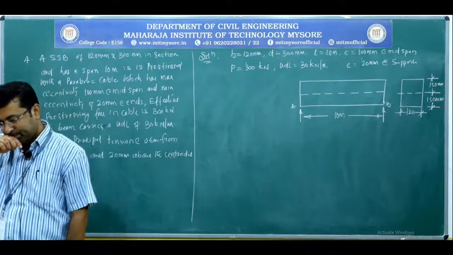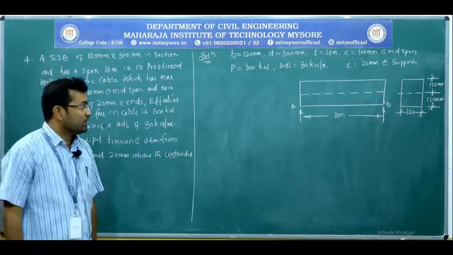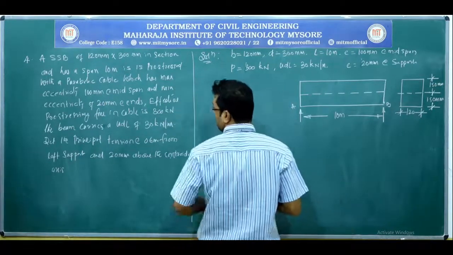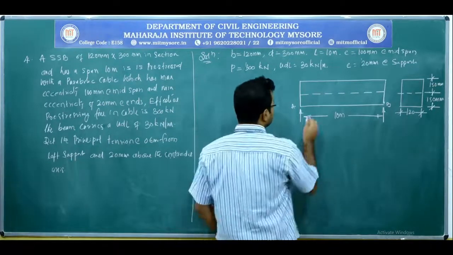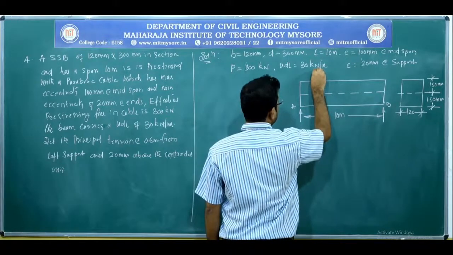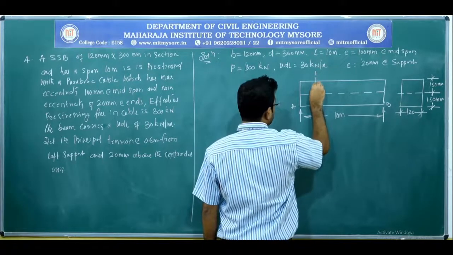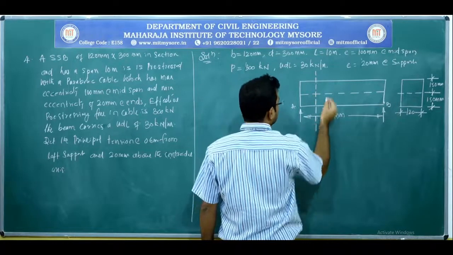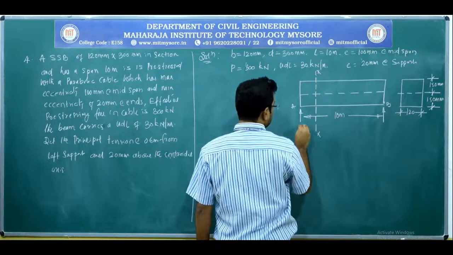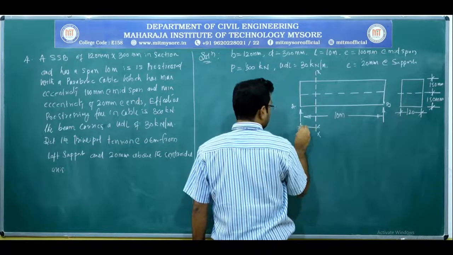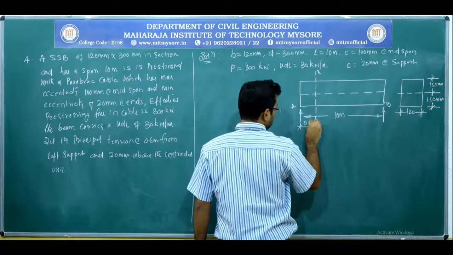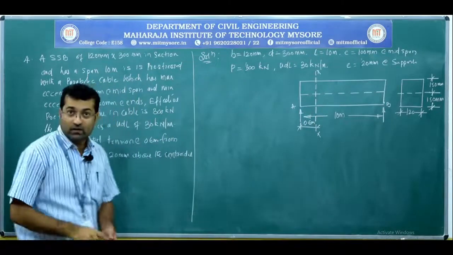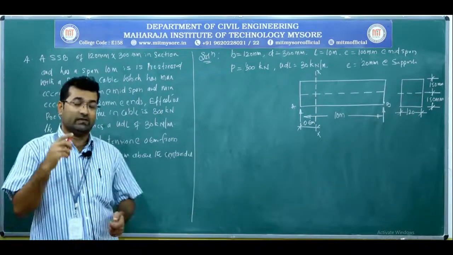Right. Now, where exactly we need to determine the principal tension, that is somewhere here, somewhere at this section, we need to determine the principal tension, that is at a distance of 0.6 meter. Okay.